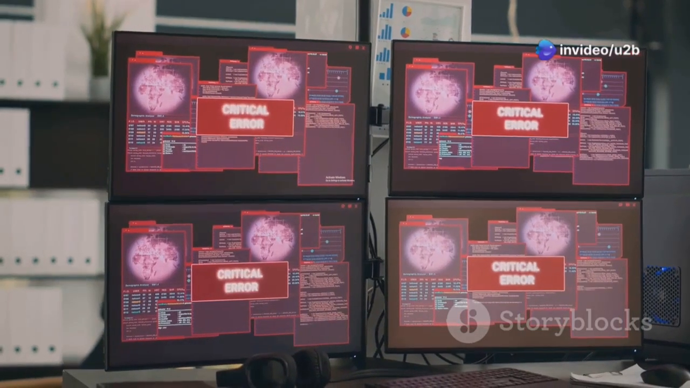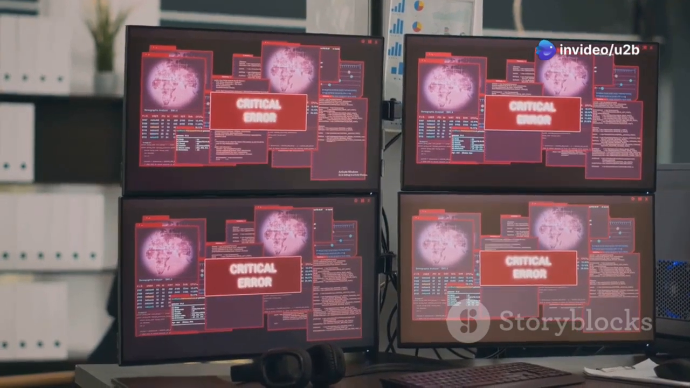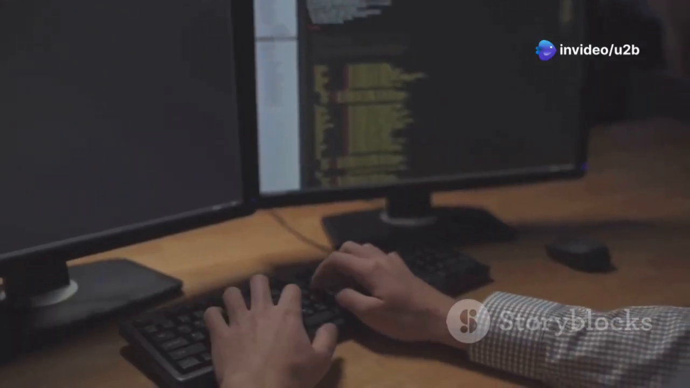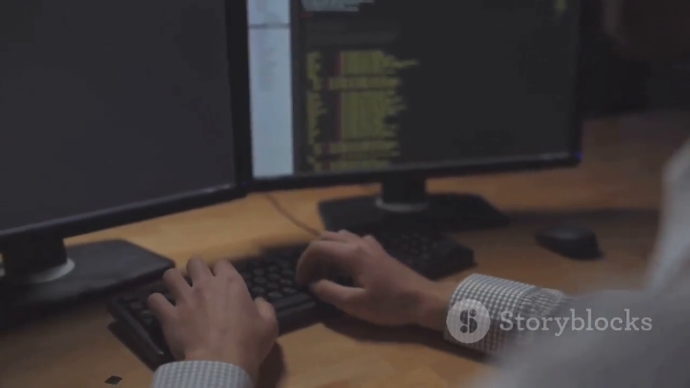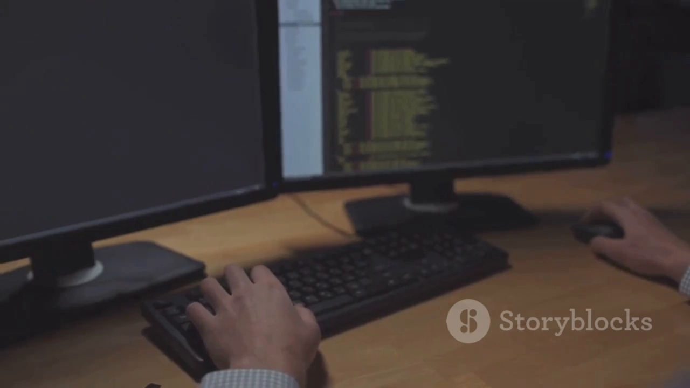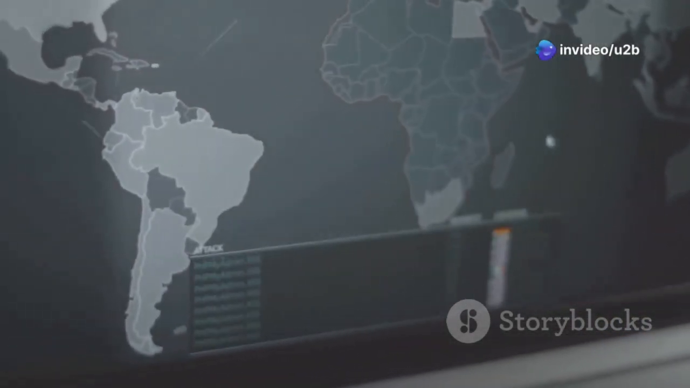The impact of Log4Shell was widespread and severe. Organizations worldwide scrambled to patch their systems as attackers actively exploited the vulnerability to gain unauthorized access, steal data, and disrupt services. The incident highlighted the importance of supply chain security.